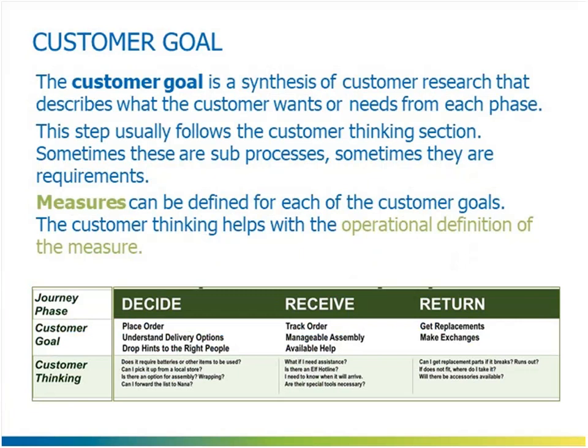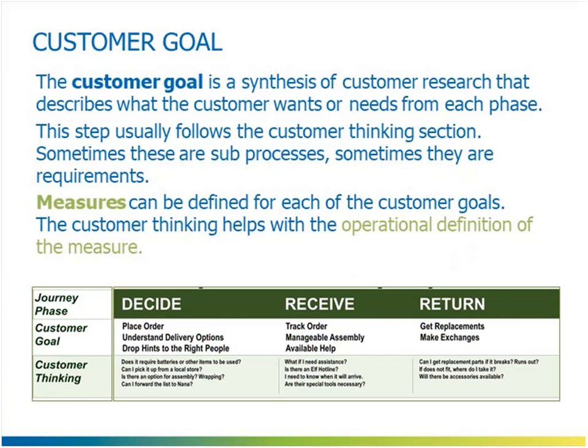So customer goals, so blowing this out a little bit. Again, not necessarily in order. We've gone journey to customer thinking to goal. So trying to really synthesize out of the customer thinking, maybe a little bit more in business language here, what are the key things that the customer is really interested in? So if I look at the middle part of this process, decide, receive, and return from the parent standpoint, does it require batteries? Can I pick it up? Is there an option for assembly? Can I forward the list to Nana? Those types of things. What are the key takeaways? What are the key jobs to be done for those?